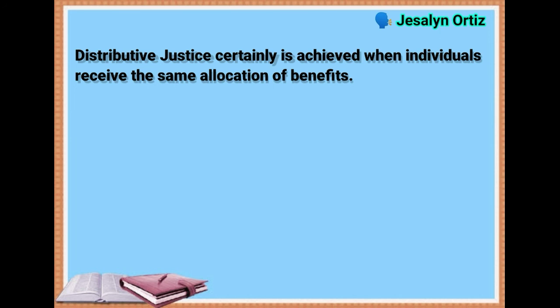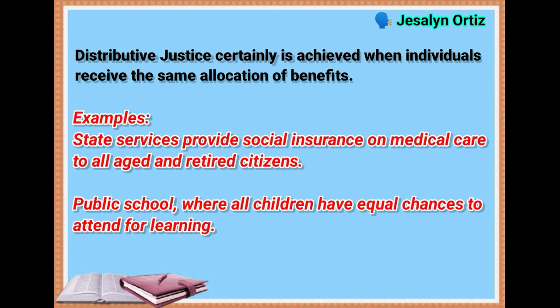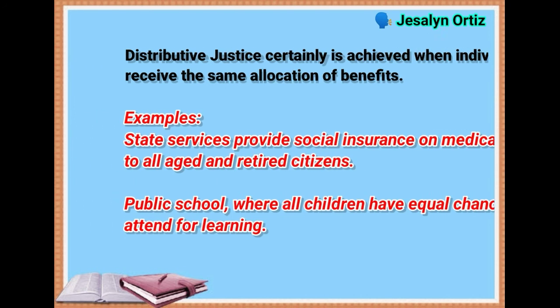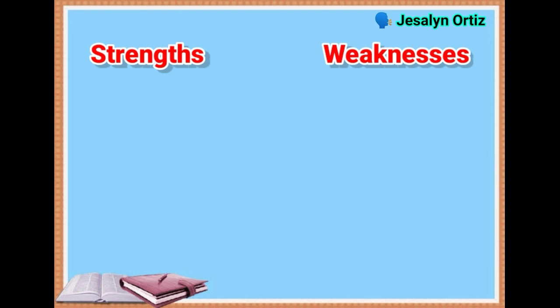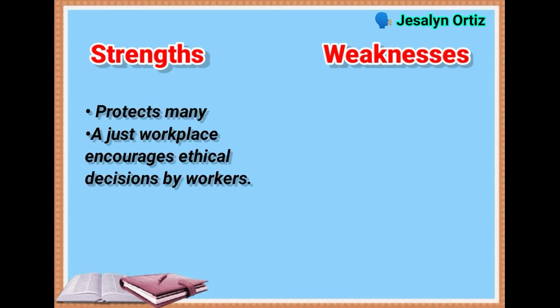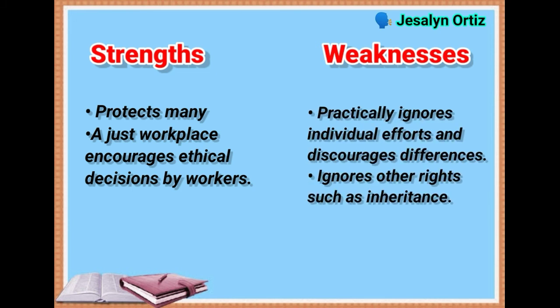Some examples of distributive justice are the following. State services provide social insurance or medical care to all aged and retired citizens. Another example is public school, where all children have equal chances to attend for learning. Now, let us see what are the strengths and weaknesses of distributive justice. Strengths of distributive justice: it protects many, and a just workplace encourages ethical decisions by workers. Weaknesses of distributive justice: it practically ignores individual efforts and discourages differences, and it ignores other rights such as inheritance.